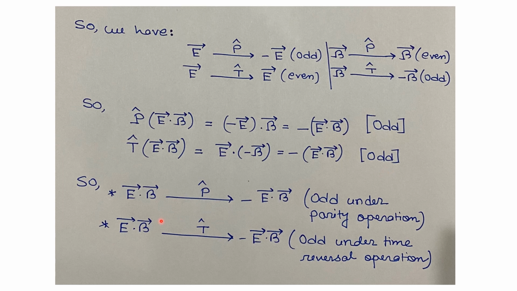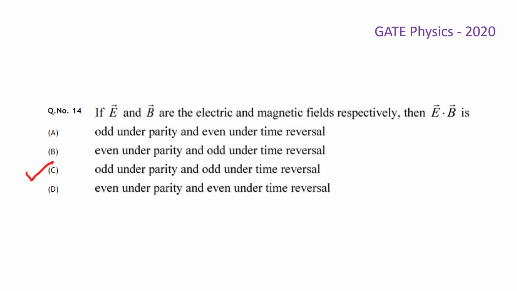So effectively, under parity operation, E dot B will become minus E dot B, that is odd under parity operation. And under time reversal operation, this quantity E dot B will also become minus E dot B. So it is odd under time reversal operation as well. So according to our solution, E dot B is odd under parity and odd under time reversal. So our option C is the correct option for this question.